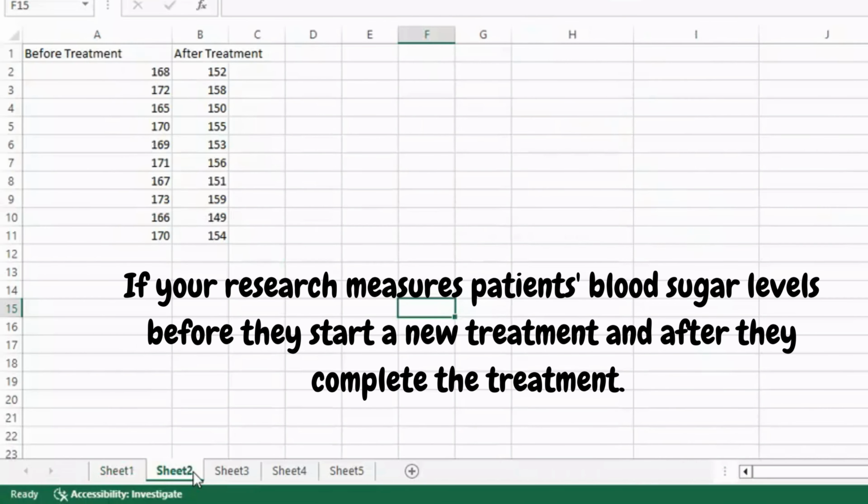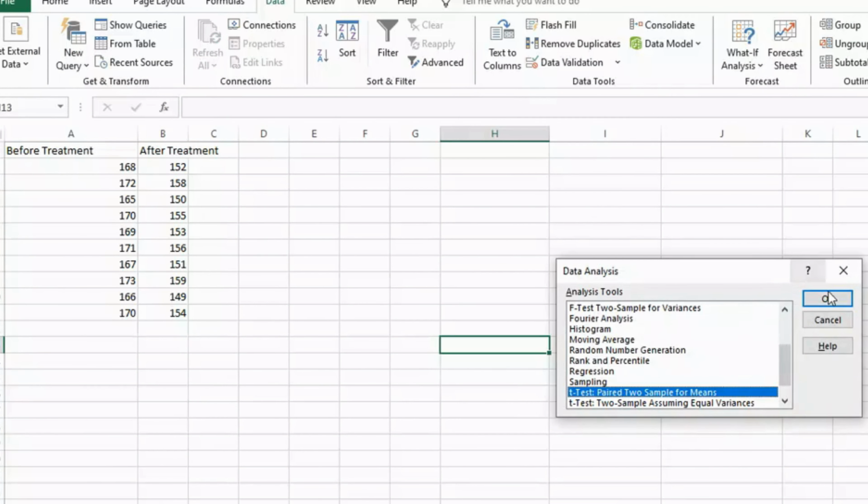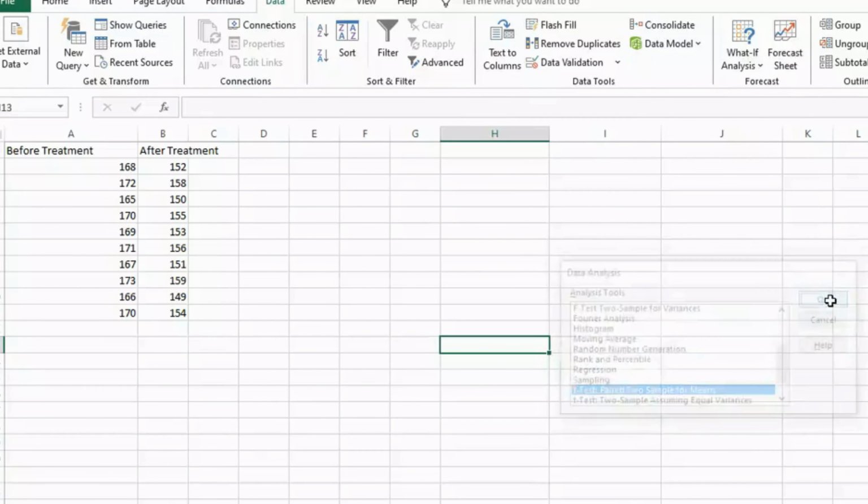If your research measures patients' blood sugar levels before they start a new treatment and after they complete the treatment, because both measurements come from the same patients, you would use a paired samples t-test. In Excel, choose t-test, paired two sample for means.